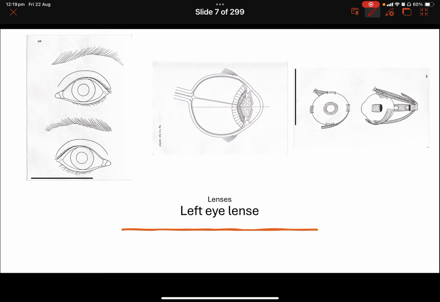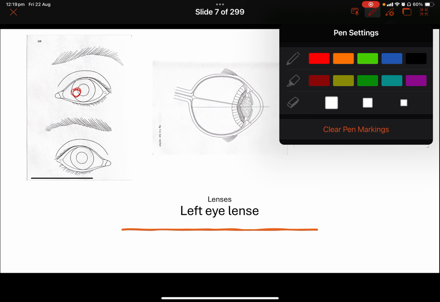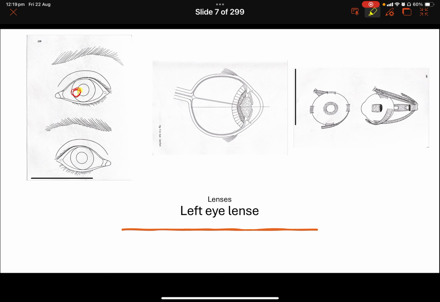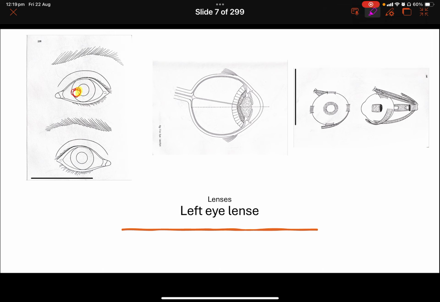So the left eye lens is in this area. I'll be experimenting with the pen settings, so please excuse me while I try. Maybe a bright yellow. So it's there.